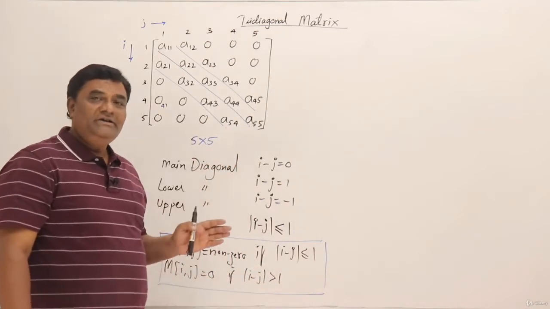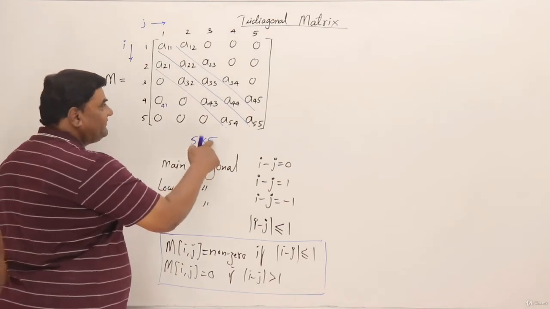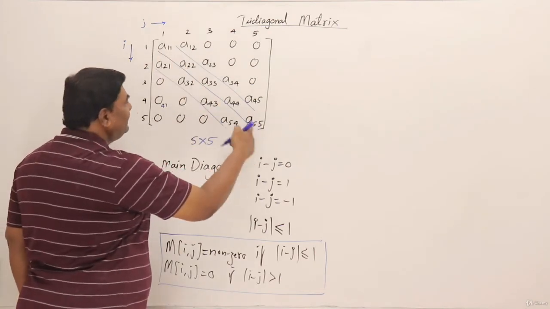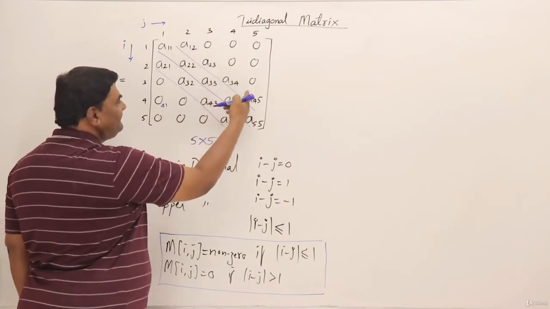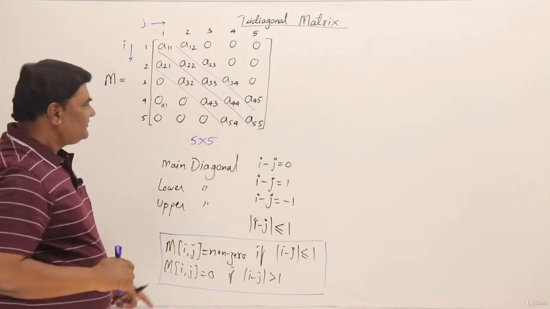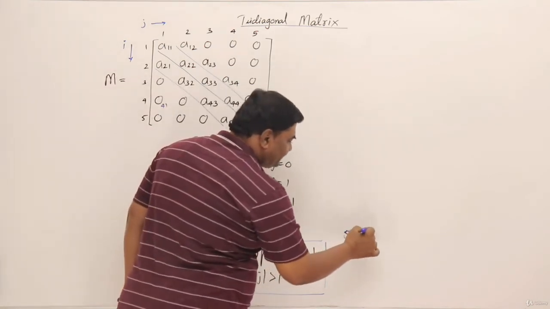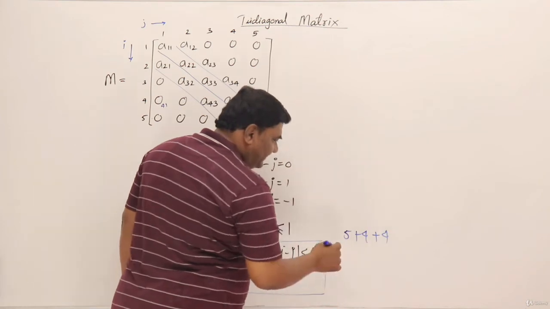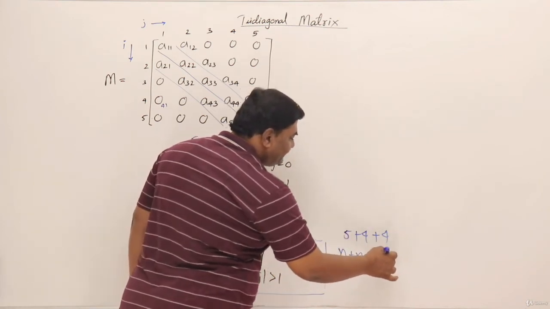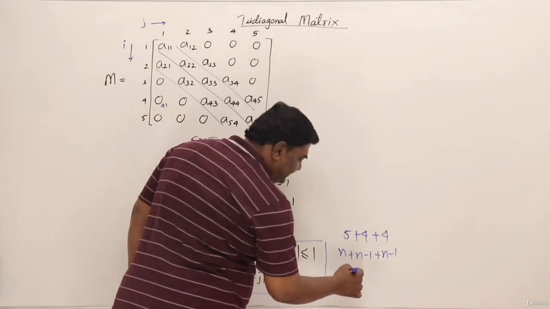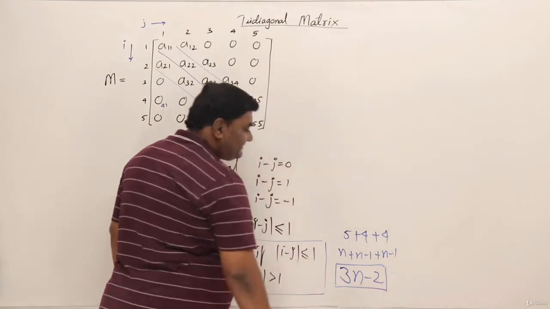Then in total, how many non-zero elements are there? See, 5 elements here, and 1, 2, 3, 4, 1 less than 5. So 5 plus 4 plus 4. So here I have 5 plus 4 plus 4 elements. In terms of n, this is n plus n minus 1 plus n minus 1. So this is 3n minus 2 non-zero elements.